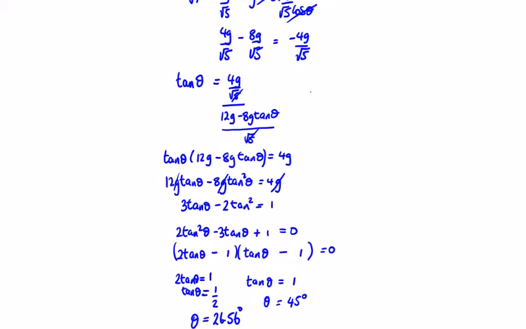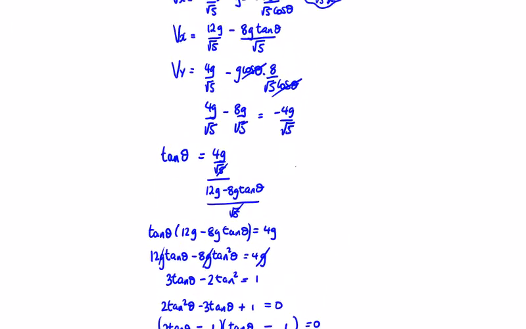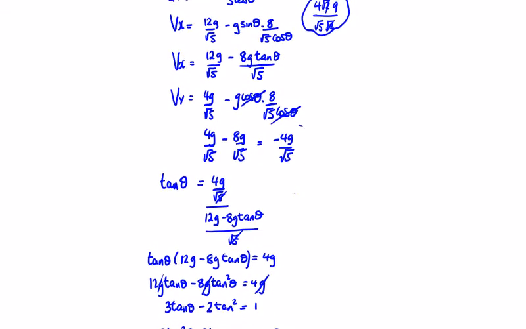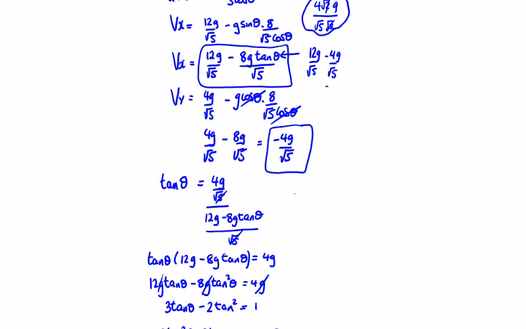We have the velocity of x and the velocity of y. Do beside them. So we have v of y, and v of x just has tan theta in it. If we allow tan theta to be 0.5, we're going to get 12g over root 5 minus 8 by 0.5, that's 4, so minus 4g over root 5, which is going to be 8g over root 5. So these are my two velocities.